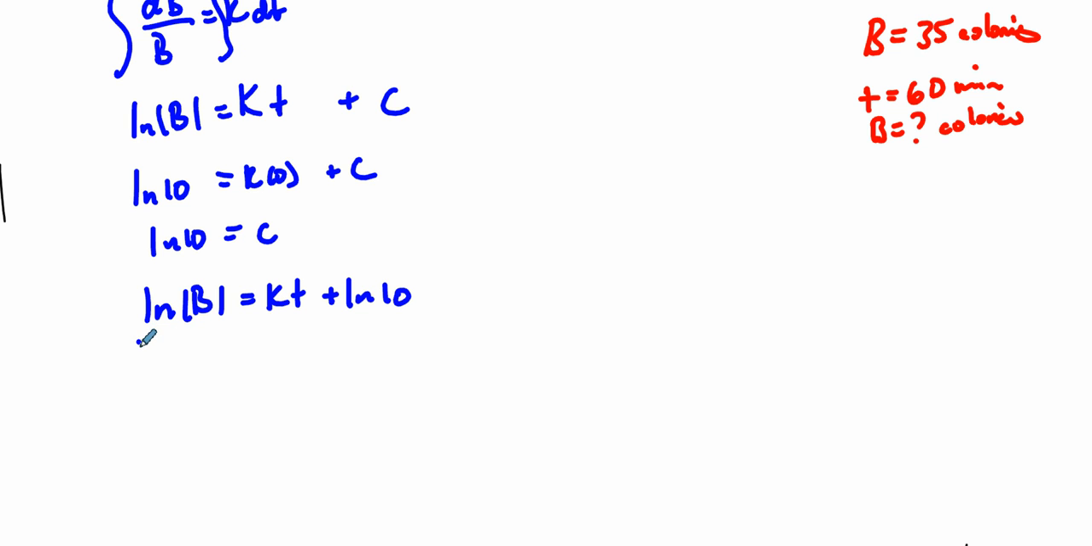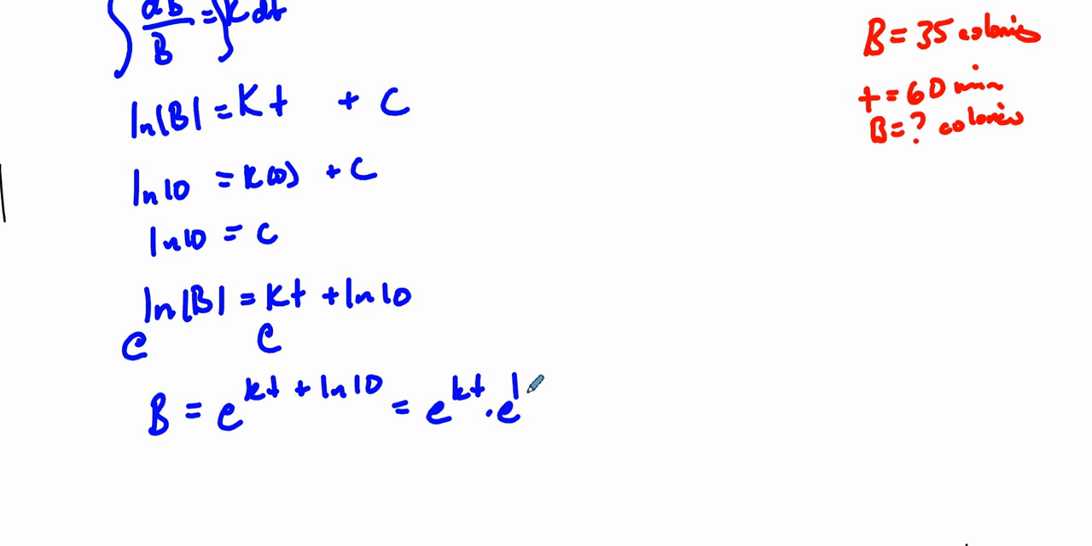So we're going to get rid of the natural log. We're going to e both sides. When we do that, we have b equals e to the kt plus natural log of 10. Well, that simplifies, my friends, to e to the kt times e to the natural log of 10, using a little bit of properties of logs and exponents. Right here, these are inverses of each other. They cancel out, and we're left with 10 e to the kt power, and that equals b.